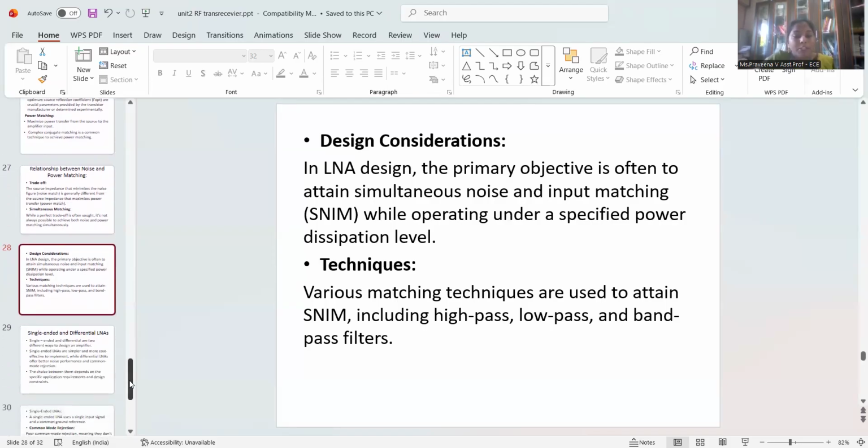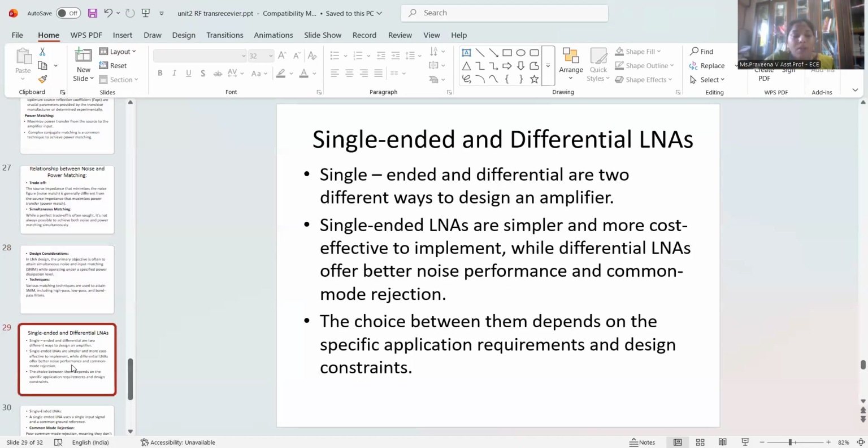That is the main concept. Noise matching, power matching. Noise matching will prefer the noise figure, that is the main focus. Here, minimal noise figure is noise matching, and there, maximum power transfer is power matching. That is the main concept in power matching.